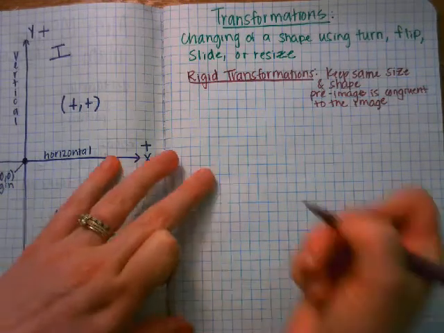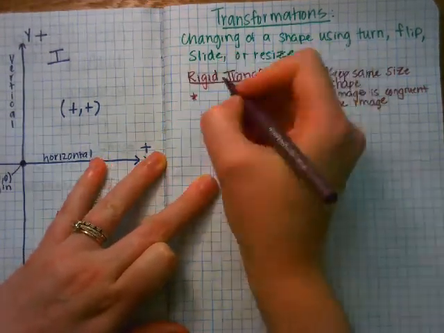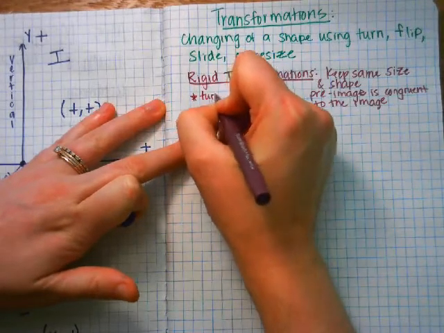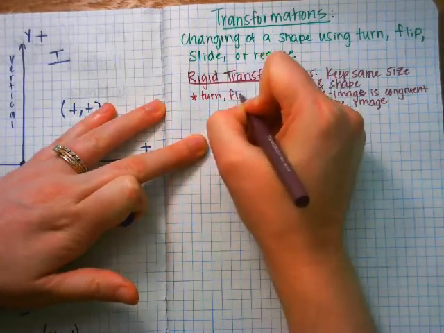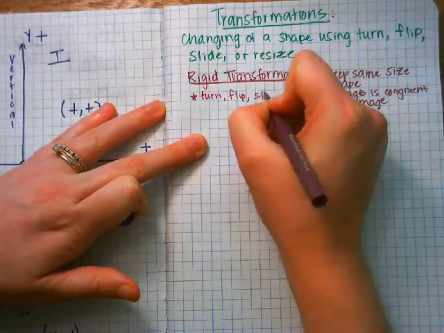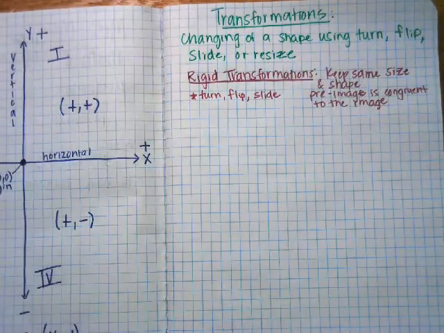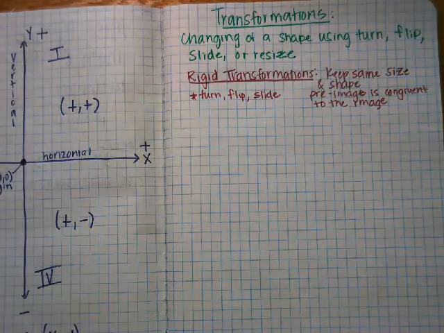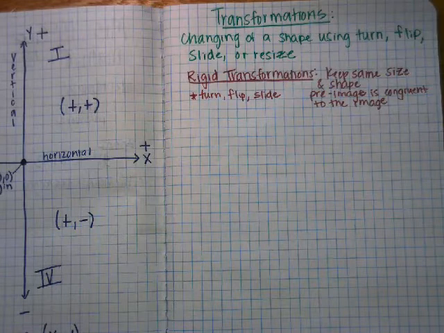All right, and then if you want, you can put this, you don't have to. This is our turn, flip, and our slide, okay, are all rigid. And we're going to come up with official names for those, but for right now, those are all our rigid transformations.